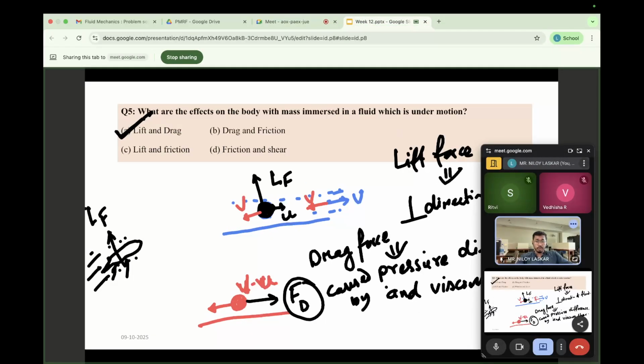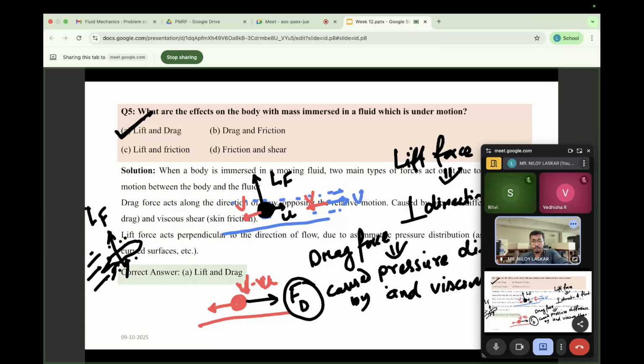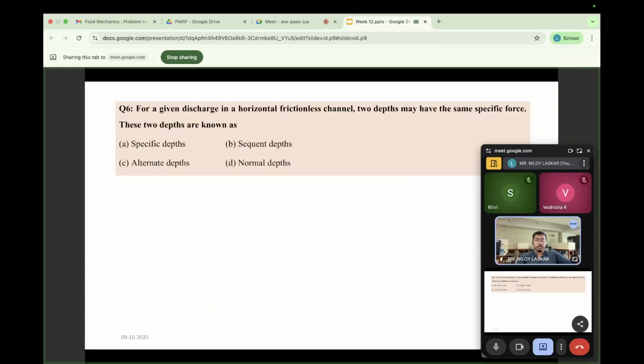Now I am moving to the next question. I hope that you understand this. It is asking you about critical depth. Sorry, it is asking you about various types of depth. So please try to answer this one.